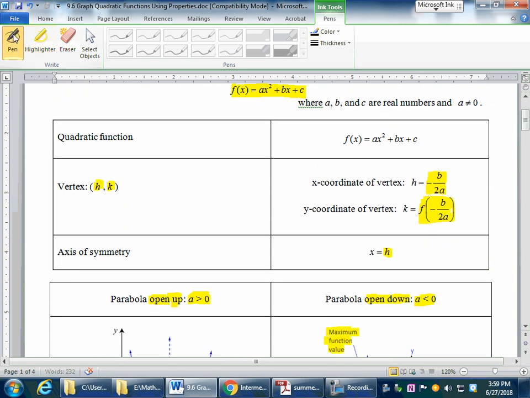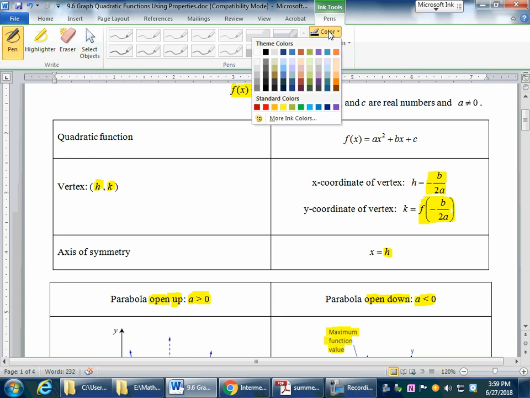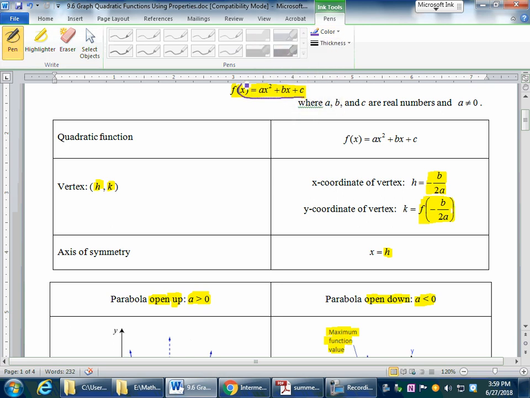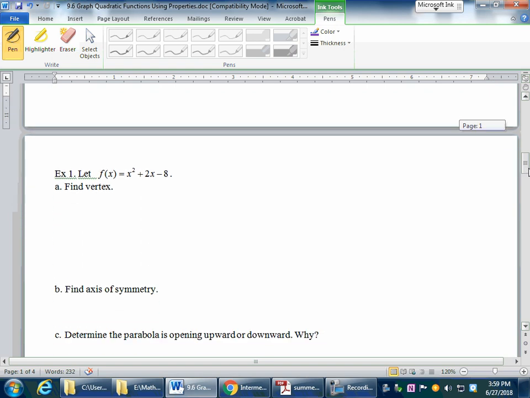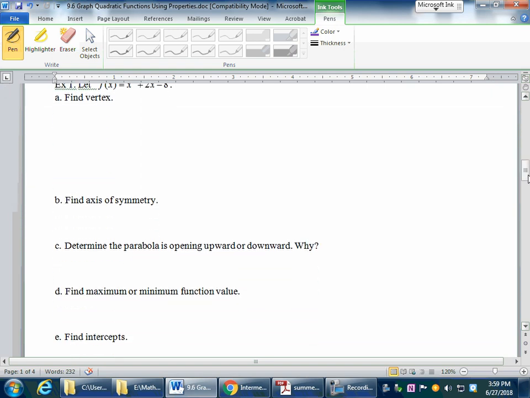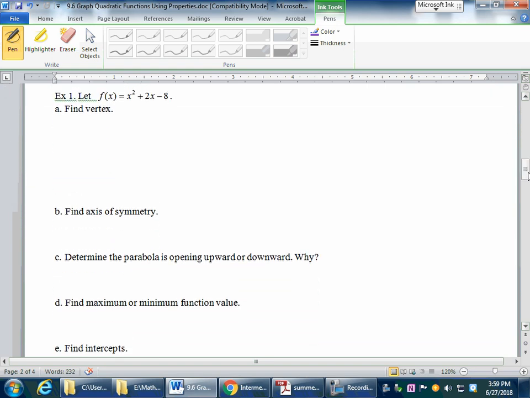If the quadratic function is in this form, ax squared plus bx plus c, then we will be able to find the x-coordinate of the vertex. This is the only formula that you need to remember, because once you find the x, you plug it into the function to get your y. So now let's move on to the first example.